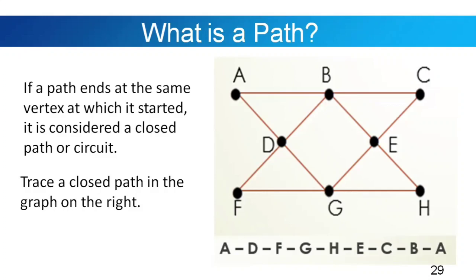Trace a closed path in the graph on the right. So we have here our path. We're going to follow this path. From point A, we go to point D, point F, point G, point H, point E, point C, point B, and go back to point A. Thus, this is a closed path or a circuit.